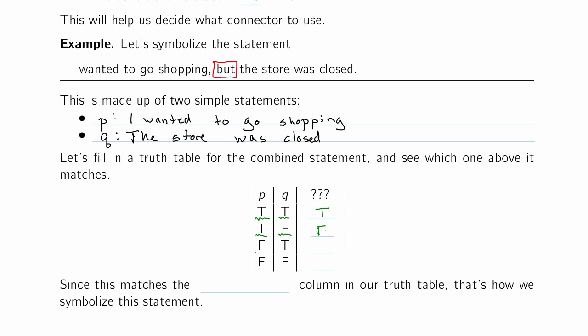If I wanted to go shopping is false, I didn't want to go shopping, the store really was closed, well, I didn't really want to go shopping. I discovered the store was closed. I was relieved. But now when I say, oh, well, I wanted to go shopping, but the store was closed, again, I'm lying. That statement is false.